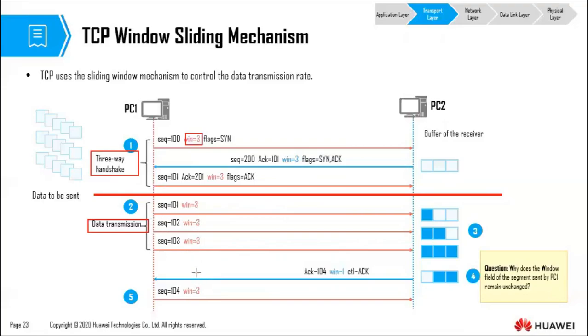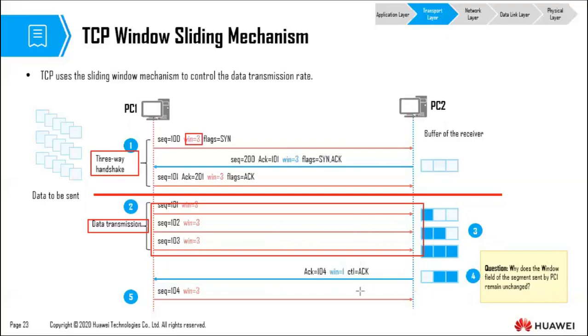Now, because this guy said they can receive 3 at a go, we can send the first segments with sequence numbers 101, 102, and 103 at a go. Are you seeing that?